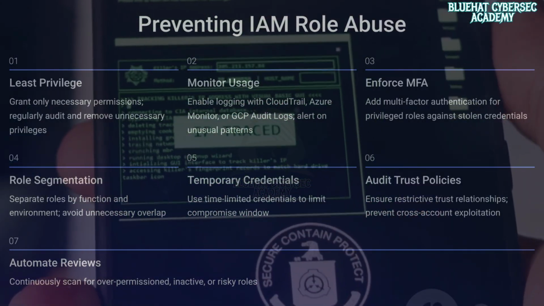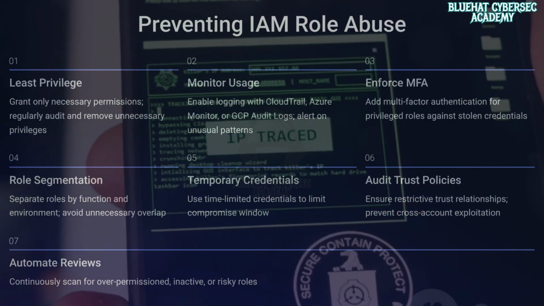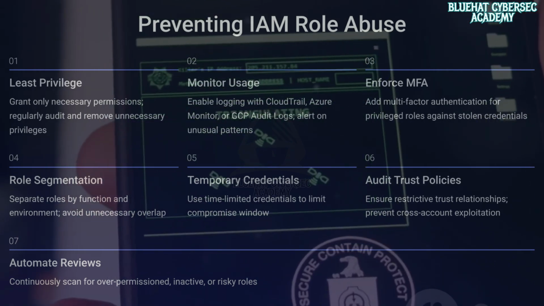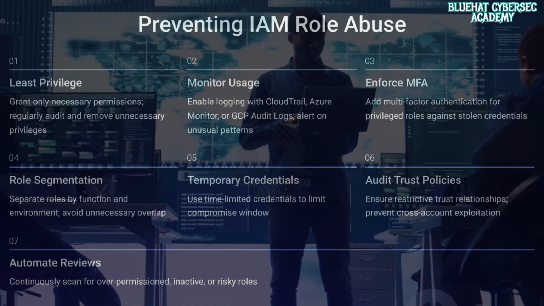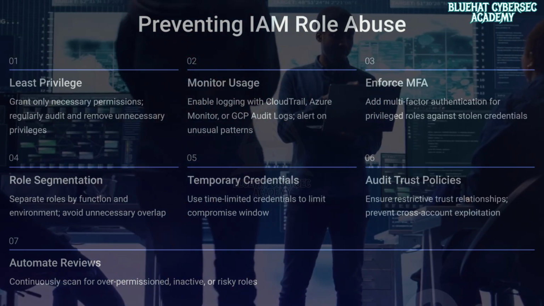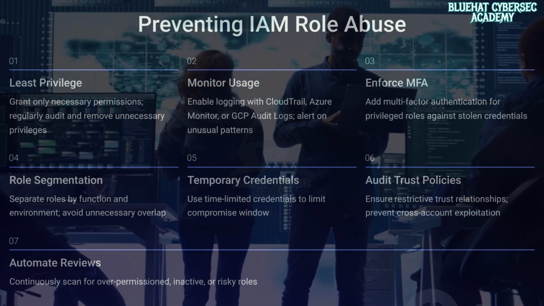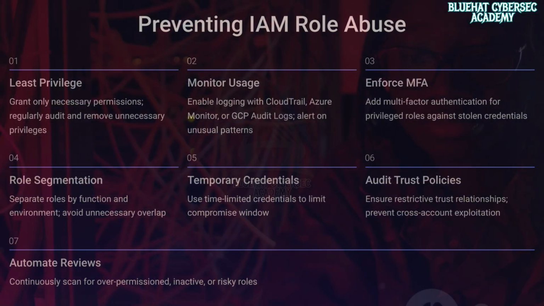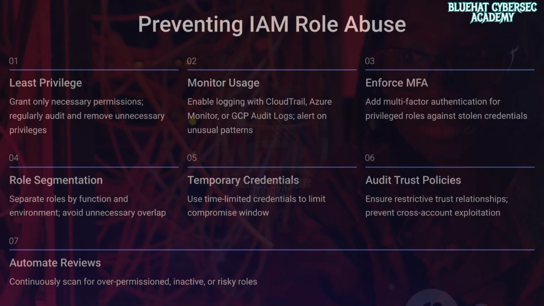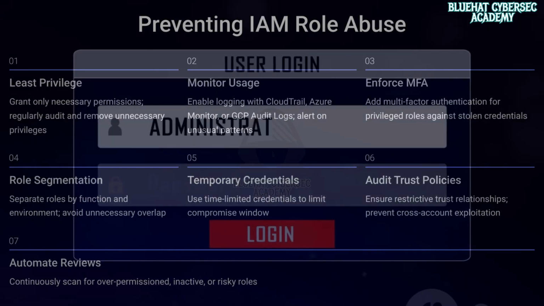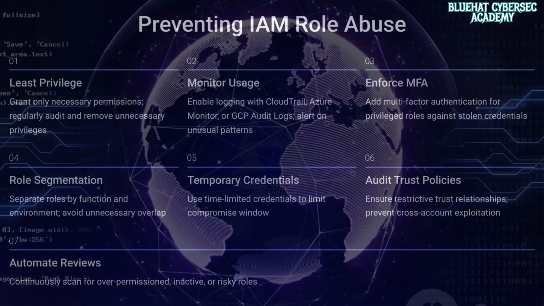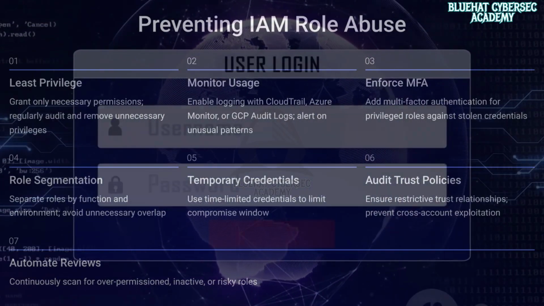Another key step is to enforce multi-factor authentication, or MFA, for privileged roles. This adds a critical layer of protection against stolen credentials. Also, implement role segmentation, separate roles by function and environment. For example, development, testing, and production roles should have different permissions and ideally should not overlap unnecessarily. When possible, use temporary and time-limited credentials. This really limits the window of opportunity for attackers if credentials are compromised.